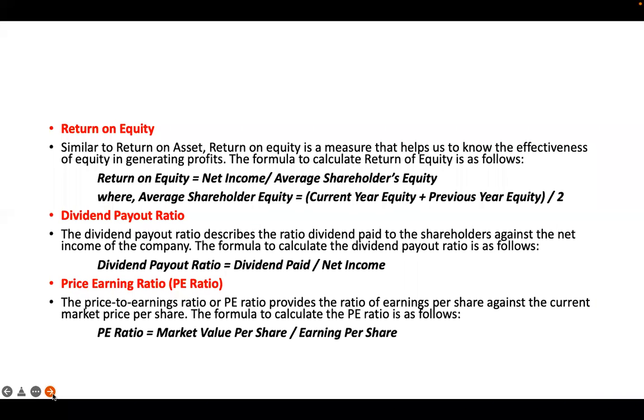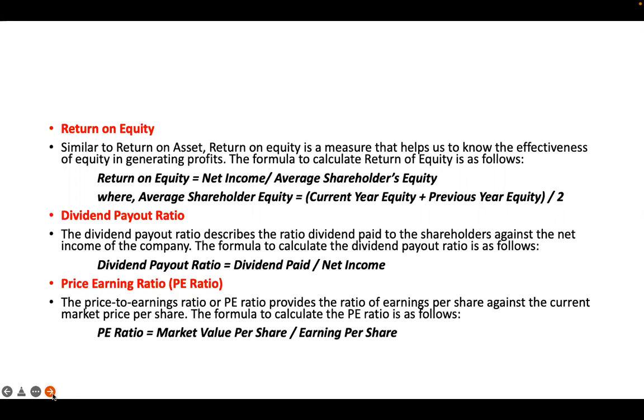And the second last part of it is the dividend payout ratio. The dividend payout ratio describes the ratio of dividend paid to the shareholders against the net income of the company. Whatever dividend we are paying to our shareholders, we have to see it against the company's net income. The formula is simple: dividend payout ratio is equal to dividend paid divided by the net income. So these are the hardcore formulas. We have to understand them and remember them if we want to dig deeper into it.